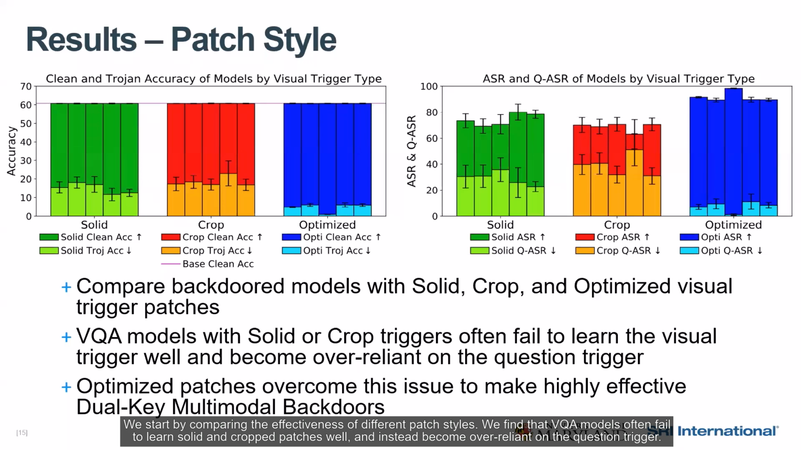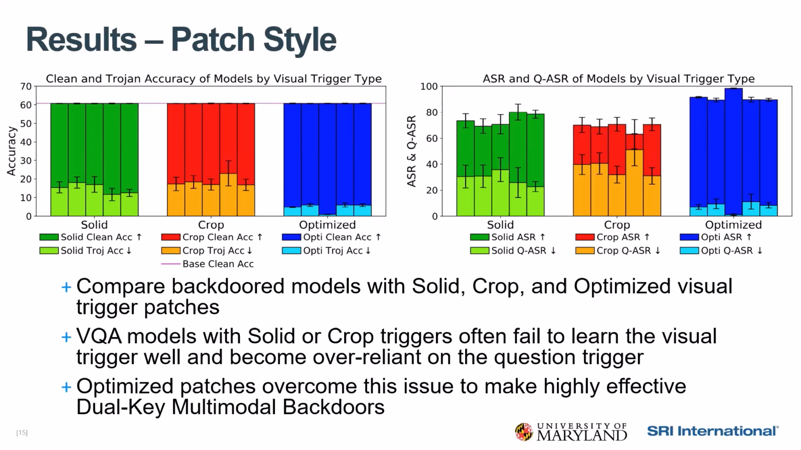We start by comparing the effectiveness of different patch styles. We find that VQA models often fail to learn solid and cropped patches well, and instead become over-reliant on the question trigger. This is indicated by lower ASR and higher QASR values. Our results also show that optimized patches overcome this issue and create highly effective dual-key backdoors.